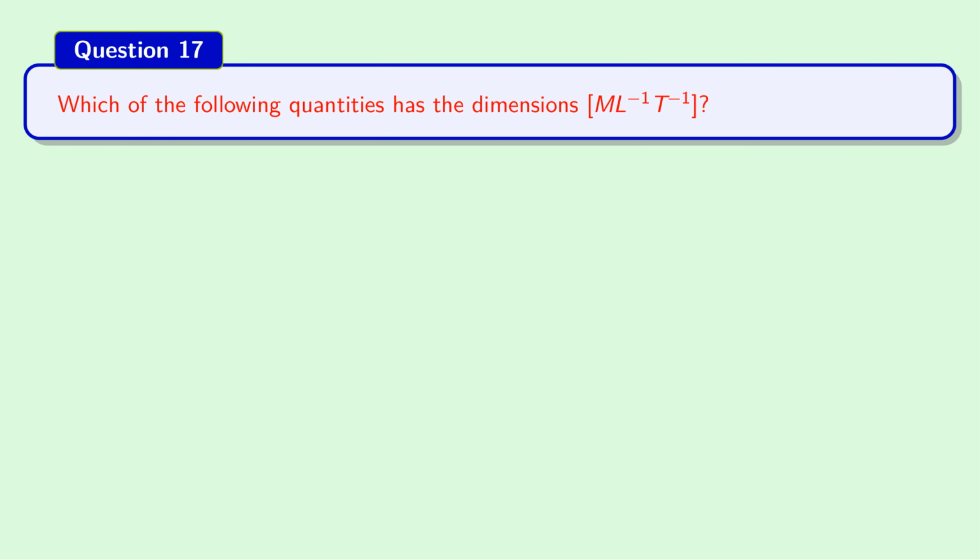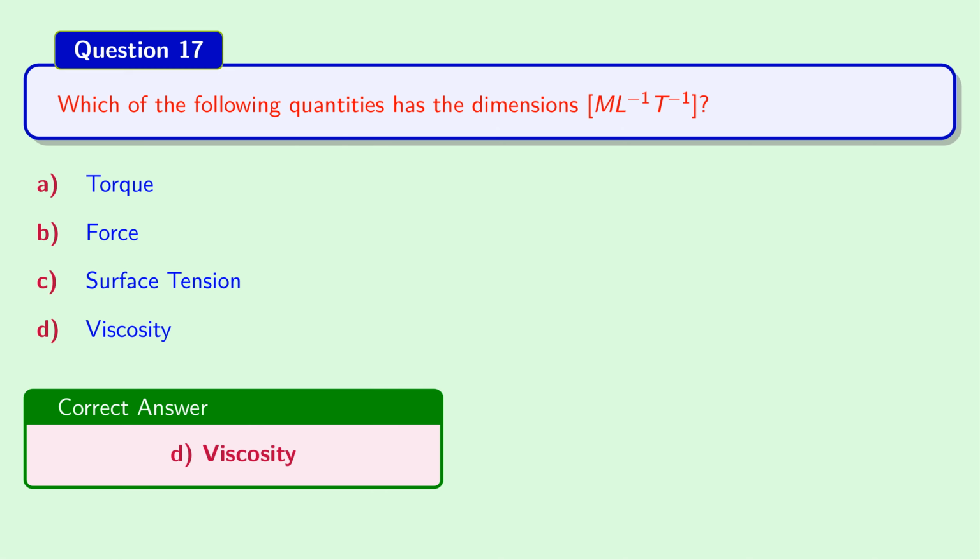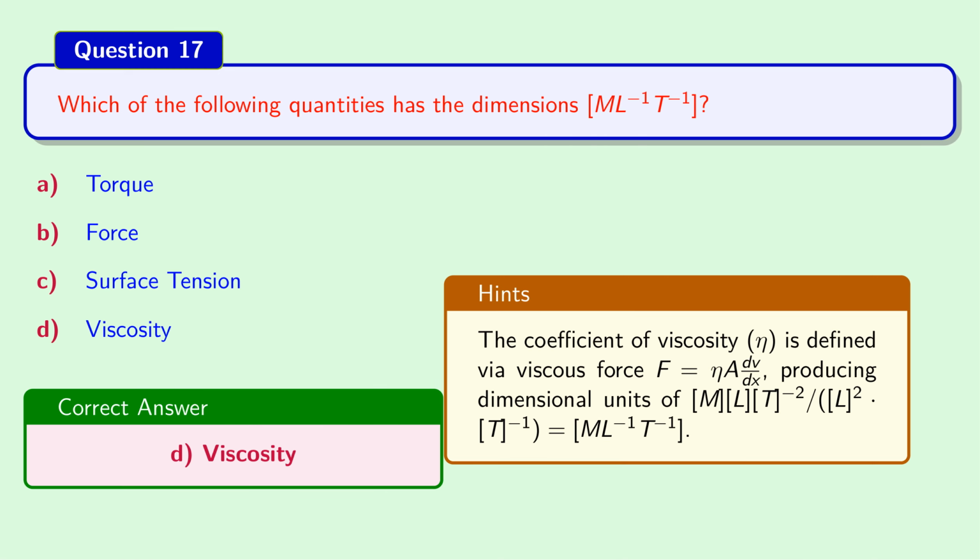Question 17. Which of the following quantities has the dimensions ML^-1 T^-1? The four options are as given: A, torque, B, force, C, surface tension, D, viscosity. Correct answer is option D, viscosity. Quick tip for this question.